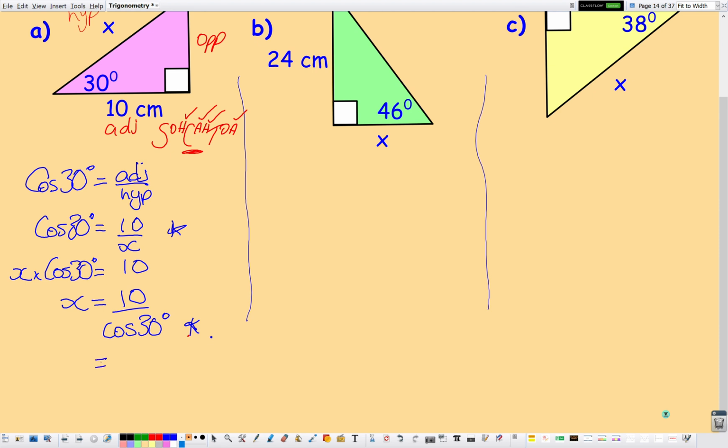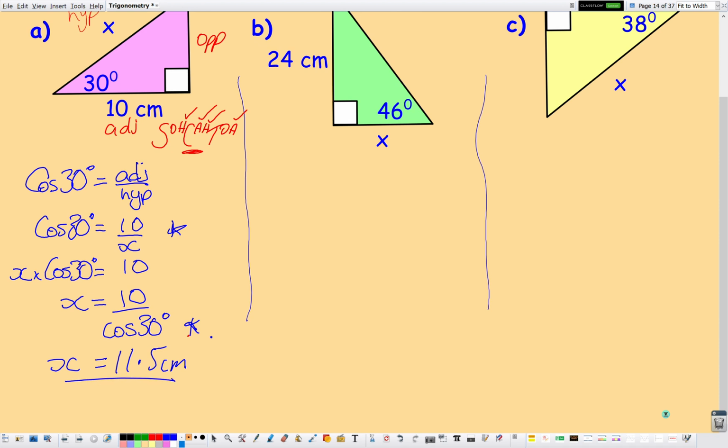So all we need to do now is type that fraction into a calculator. So 10 divided by the cosine of 30. If you don't have your own calculator, the calculator on your device will be fine. You should have a cosine function on it, and mine tells me x is 11.5 centimetres.